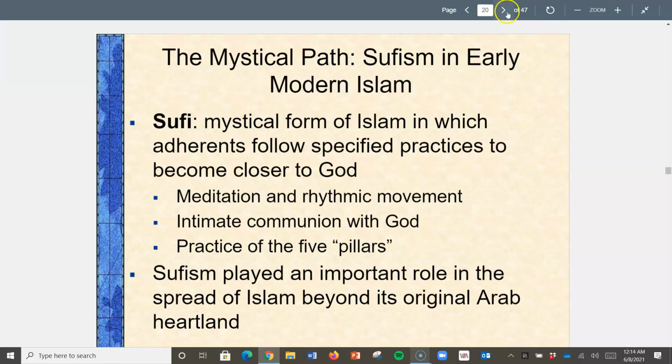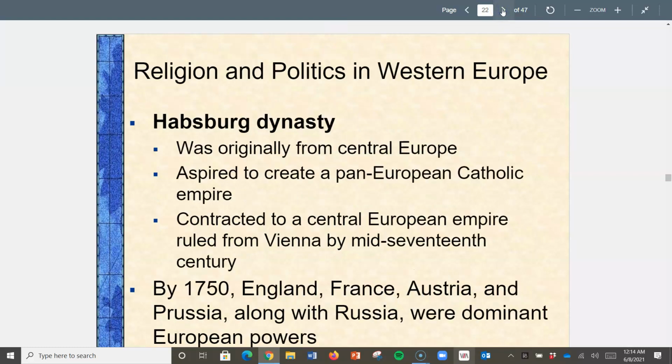The next thing the book talks a little bit about is Sufism, where Sufism is a mystical form of Islam, right? And it's a little bit different. So make sure you read a little bit about Sufism and that development in Islam.